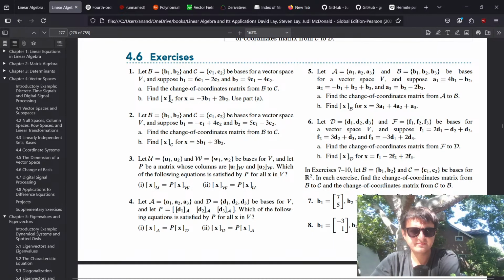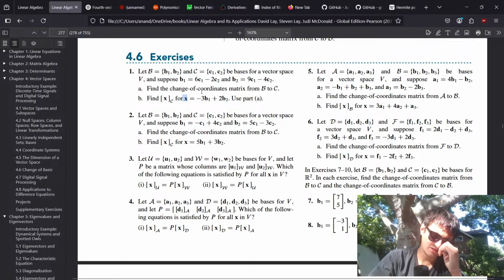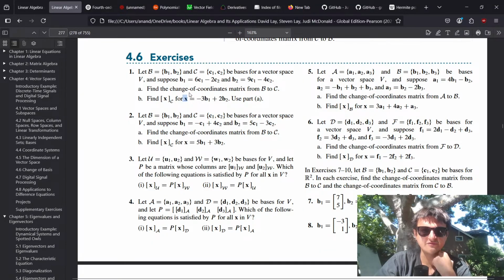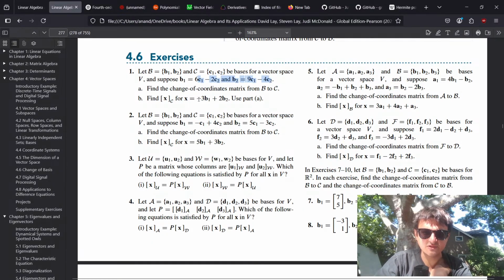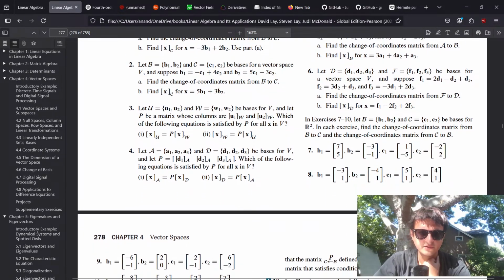Okay, so then this X, if you write it in terms of these coefficients, is going to be (-3, 2), and that's going to be the B coordinate vector of X. So XC is going to be the matrix-vector product of this coefficient matrix times this coefficient vector. Okay, so this is the same one.